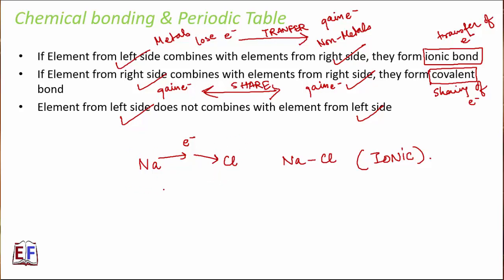If you take the example of carbon dioxide, CO2, what is the type of bond? So here carbon and oxygen both are from the right hand side of the periodic table. But here we see that they share electron. So for example, carbon has 1, 2, 3, 4 valence electrons. Oxygen has 1, 2, 3, 4, 5, 6. So they share electrons like this. So this is covalent bond.